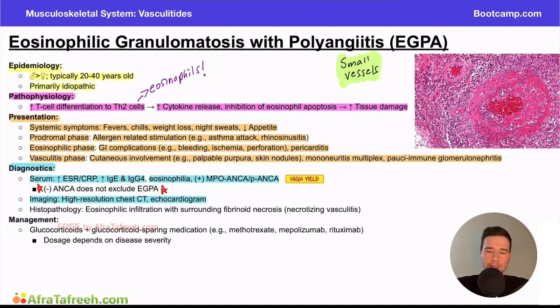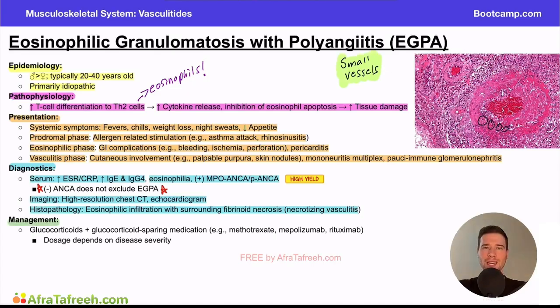Now, we talk about the histopathology here. This is the confirmatory test. And if you get a biopsy, you would see eosinophilic infiltration with surrounding fibrinoid necrosis and necrotizing vasculitis. So if you draw your attention to this image over here, you can see a blood vessel. And a lot of these small little cells in here are going to be eosinophils. And recall from our staining principles that eosinophils are typically going to stain red or pink on H&E staining.